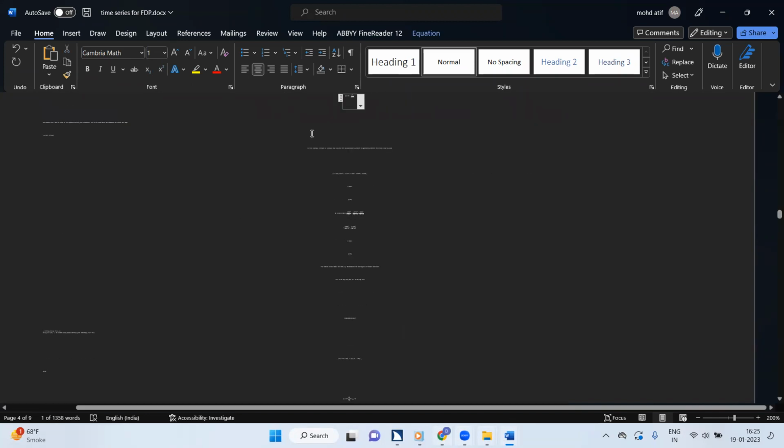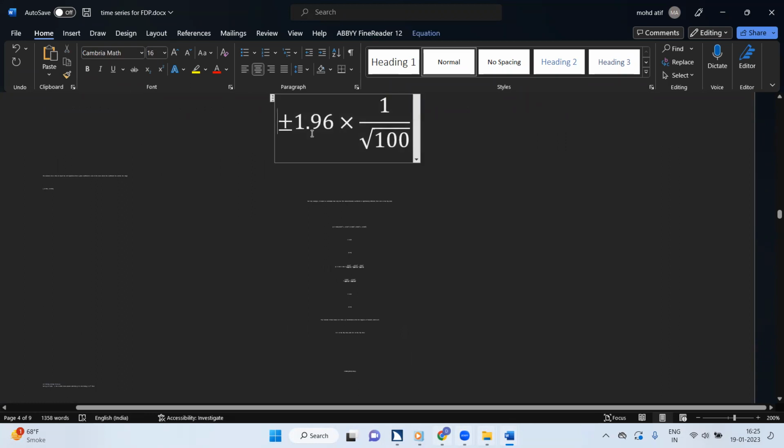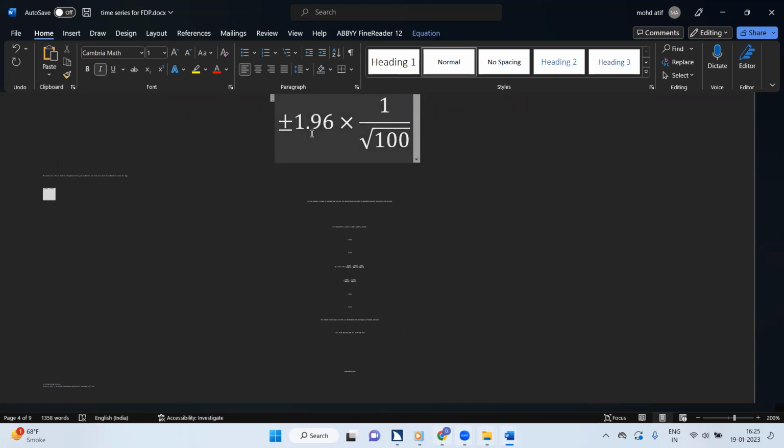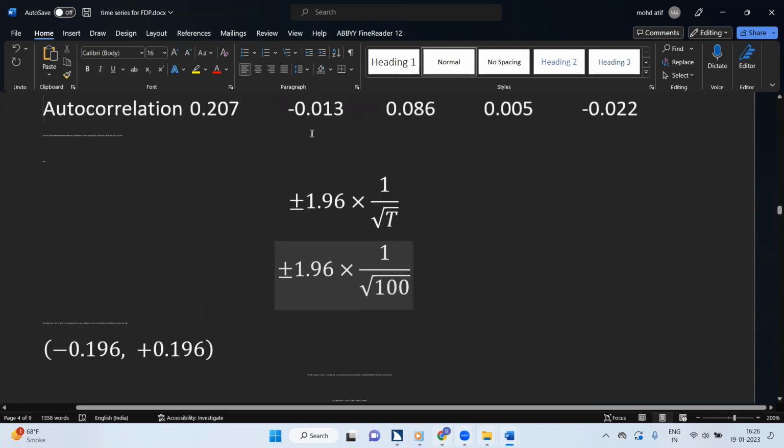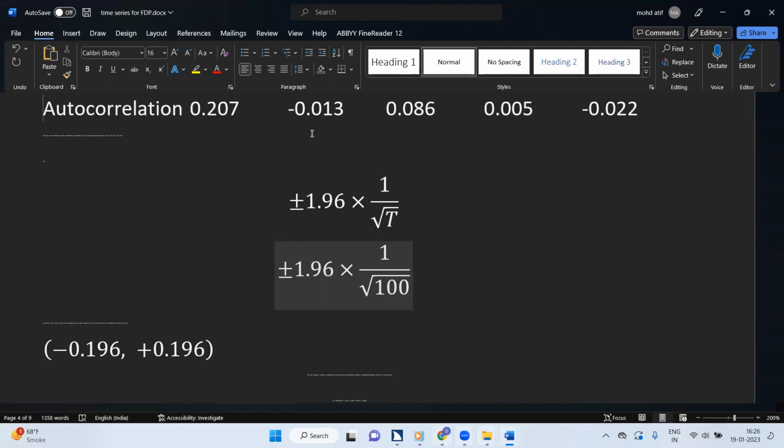So solve it. Okay, so whenever your correlation is beyond this limit, as per this rule, if your correlation is less than minus 0.196, it will be deemed significant negative. When it is more than plus 0.196, it would be deemed positive and significant. So look at the table above. Our first autocorrelation is 0.207. It means this one is significant, right? But look at the other values. They are between these two limits, minus 0.196 and plus 0.196. And how do we get these two limits? That is 1.96 into 1 over square root of t.